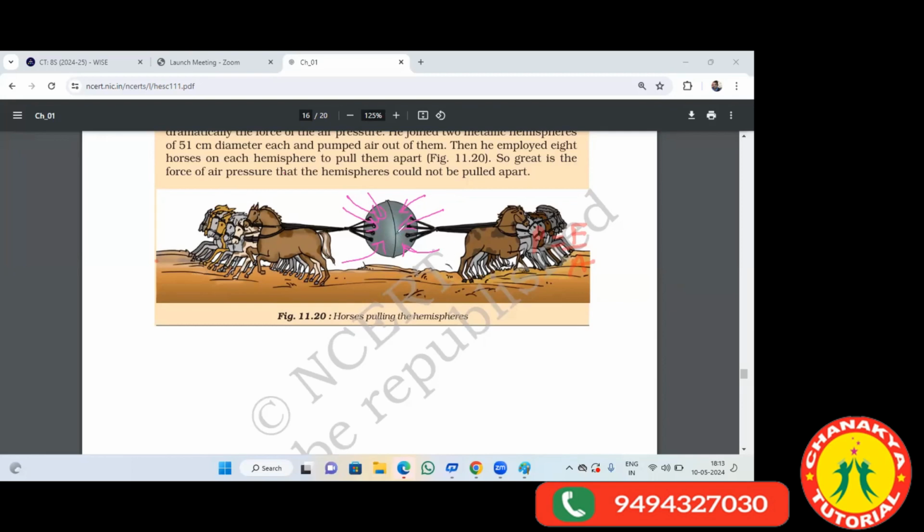Now he tried to pull the two metal balls apart again, but he was not successful in pulling these two apart even after using 8 horses on both sides. So we have such a strong atmospheric pressure. We'll try to understand different phenomena which occur because of the atmospheric pressure. It is because of the atmospheric pressure that we are able to suck juices through a straw.